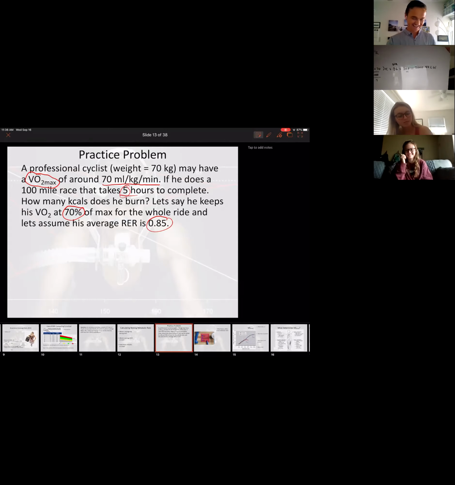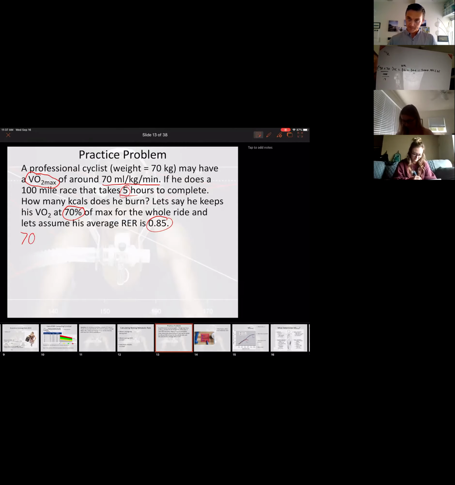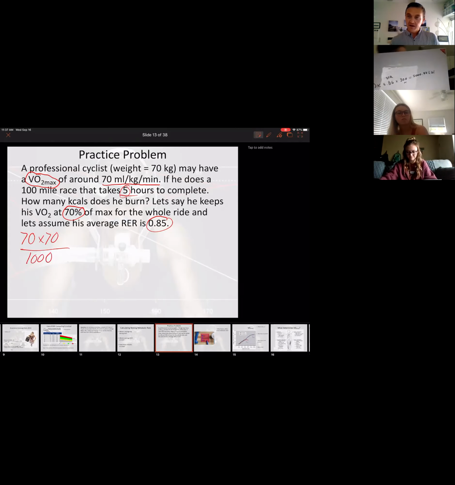70 milliliters times his body weight, which is 70 kilograms. So the first step is getting the kilograms out of there, right? That was the first step. My math is a little weird, but then divide that by 1,000 to convert it to liters. And then 70% of his VO2 would be that number times 0.7.